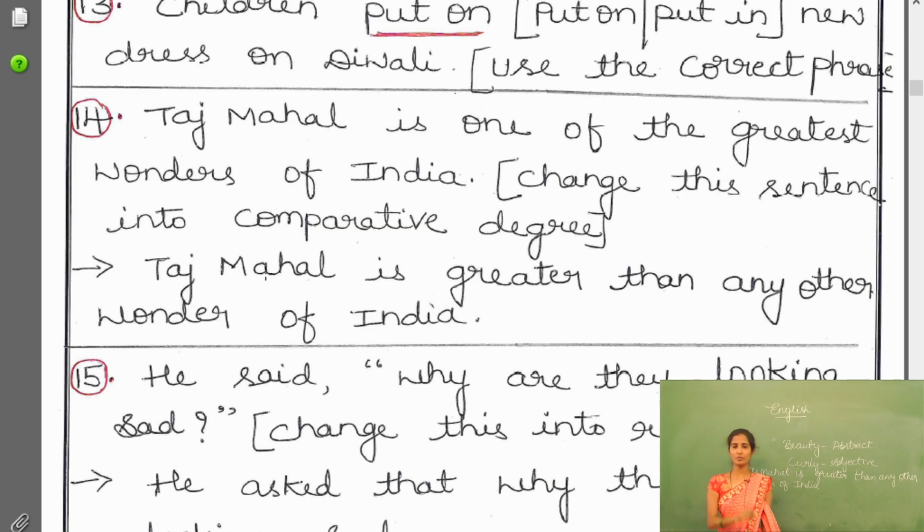I have told you, when you are asked to compare or change the sentence into other degrees, first of all you have to observe the adjective there. The adjective there is greatest, and in the comparative it will become greater. In the comparative, what do I have to use? "Than any other." First I have to use the thing which is compared here. The Taj Mahal is greater than any other wonder of India, like that.